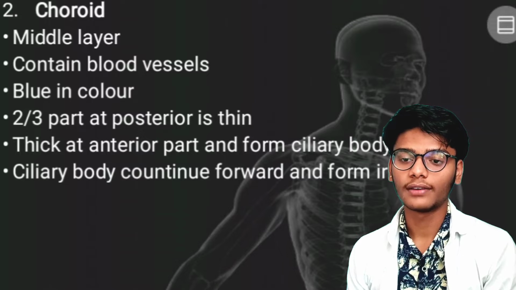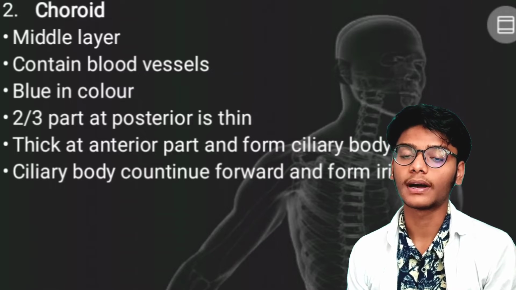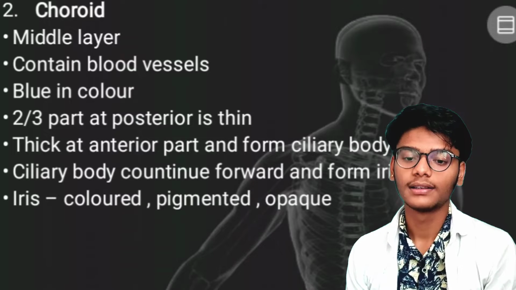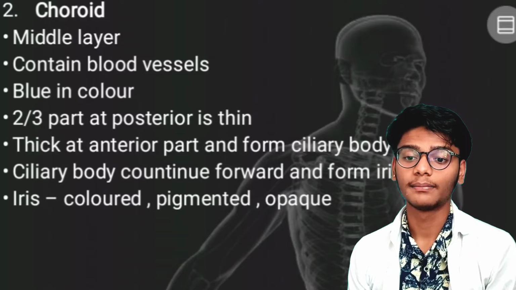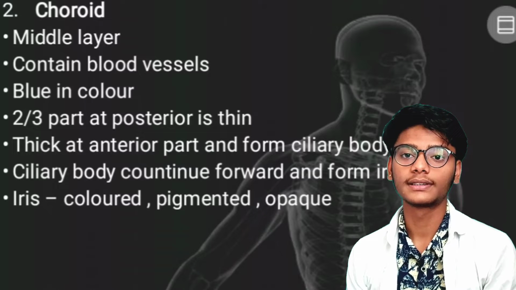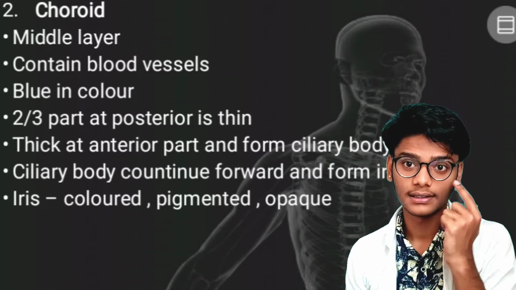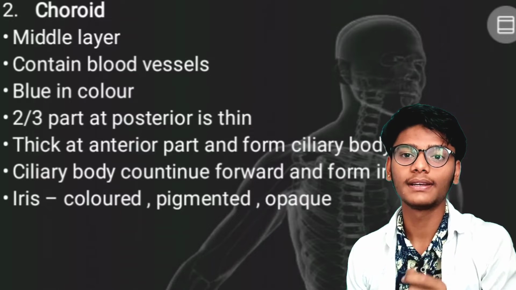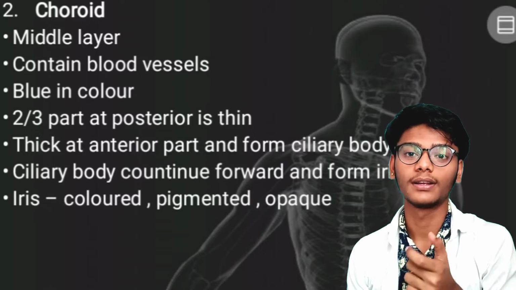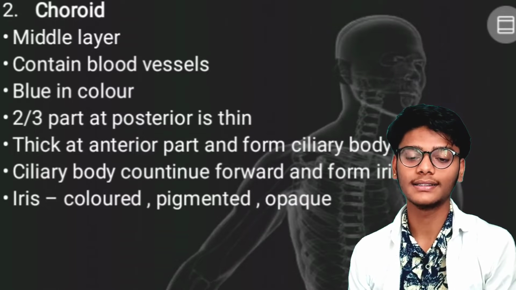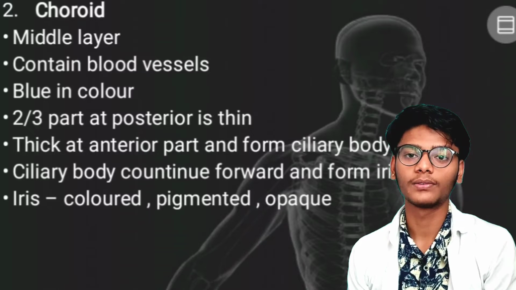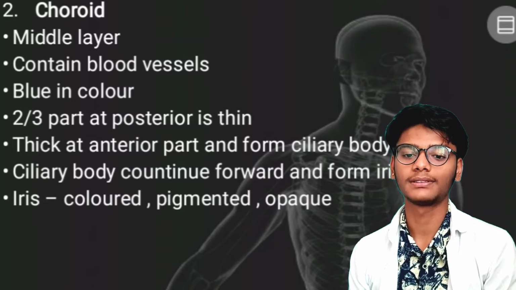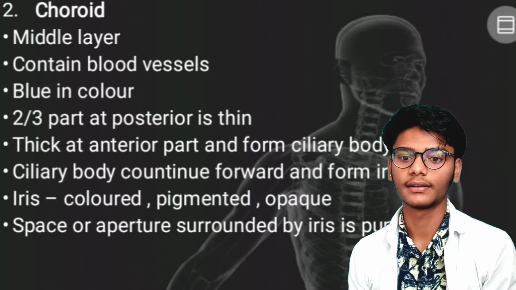The ciliary body continues forward and forms the iris. Once you check the diagram, you will understand. The iris is a colored pigment. It may be light brown, some will have blue color, some will have green color. Remember this much about the iris: it is colored, pigmented, and opaque.